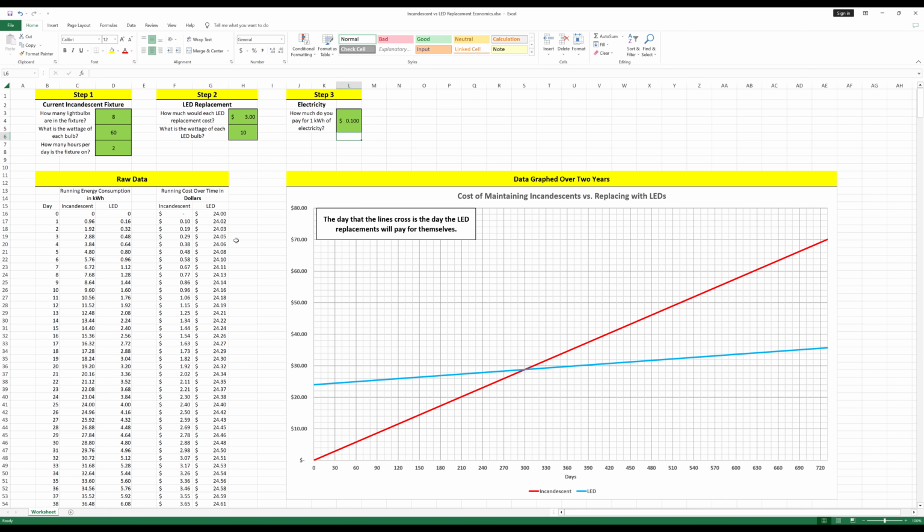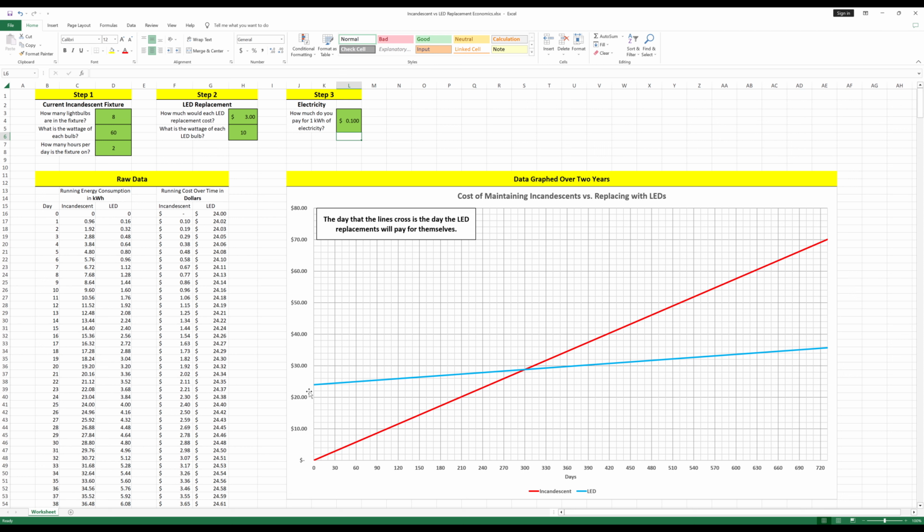The running cost over time actually starts to fill out for both sides, and the graph starts to make a bit more sense. Here you can see the 2 lines, incandescent in red and LED in blue, and you see the running cost over time for 2 whole years. So obviously the incandescent, you already own it, so at the very beginning it's $0. And the LEDs are in blue. You have to spend a pretty penny just to get them in the door there, so that's $24.